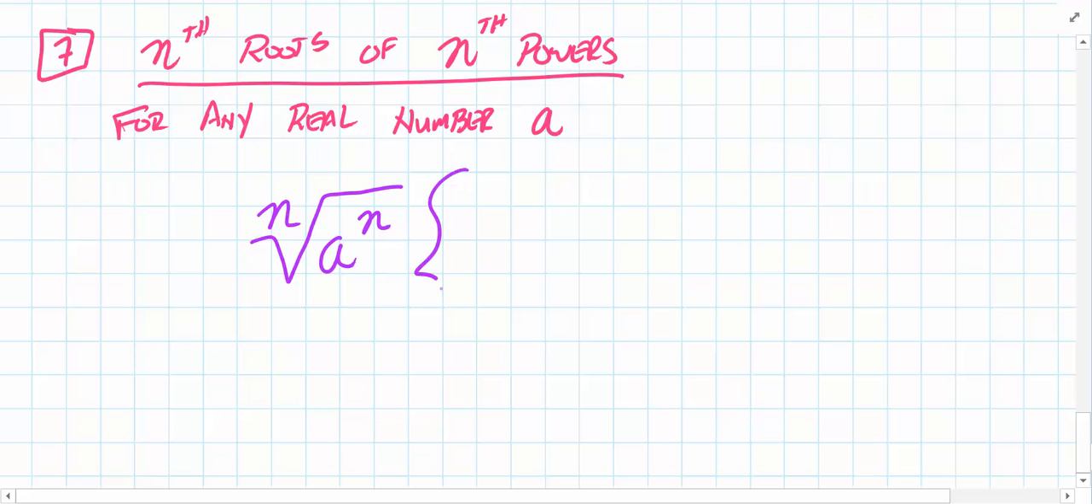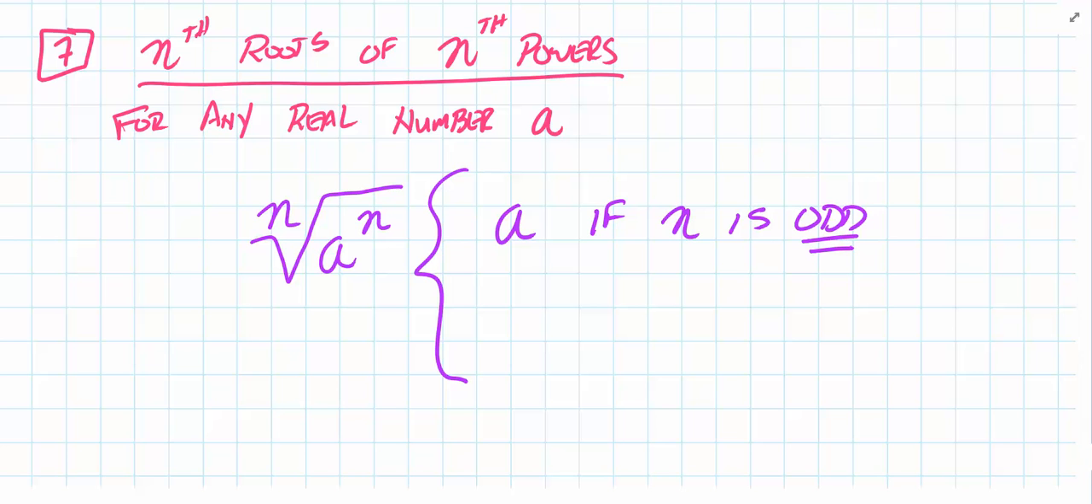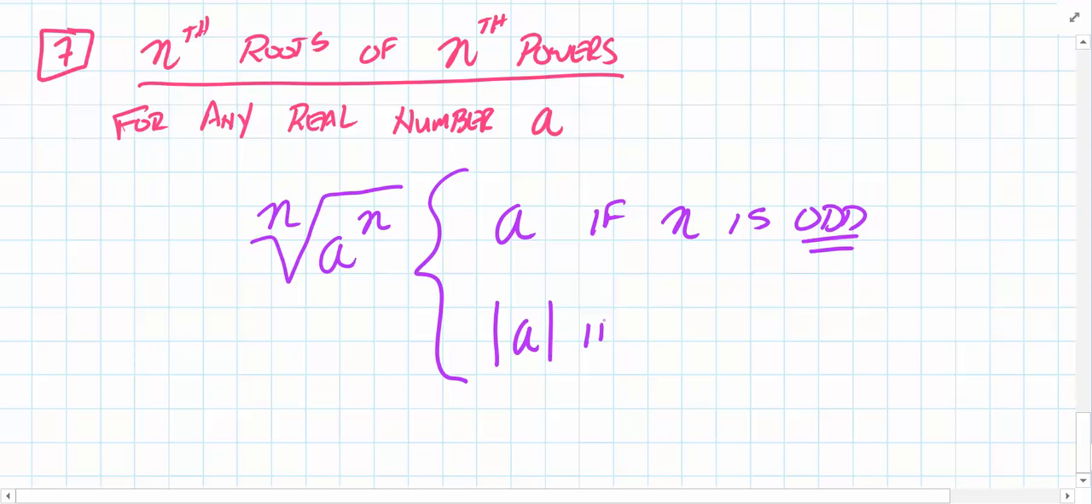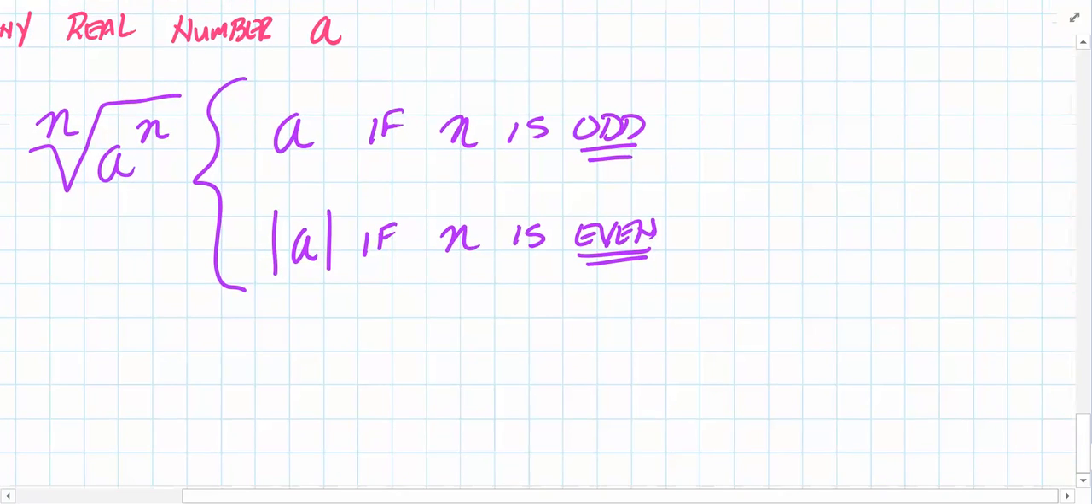So the nth root of a to the n is going to be a if your index n is odd. Okay, so if that index is an odd number, we don't need to worry about it. But since we're finding principal roots, it's going to be the absolute value of a if n is even. Alright? So this is a more in-depth understanding for what it means to be nth roots of nth powers.